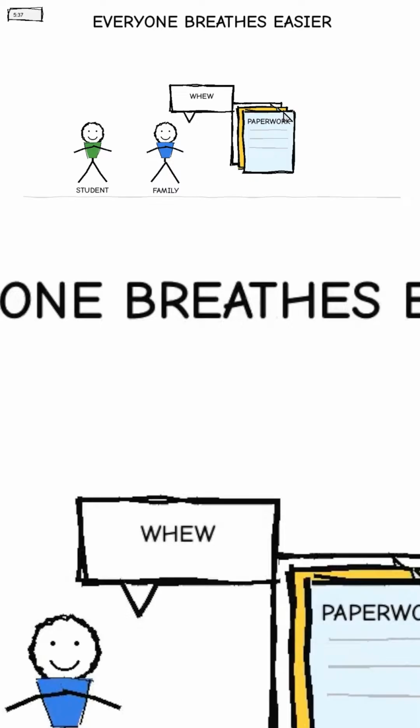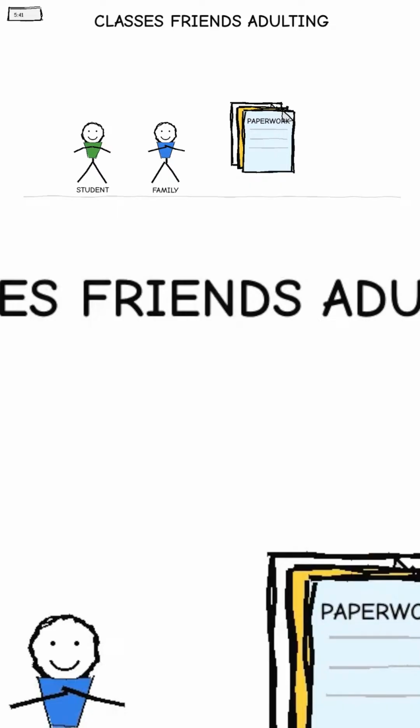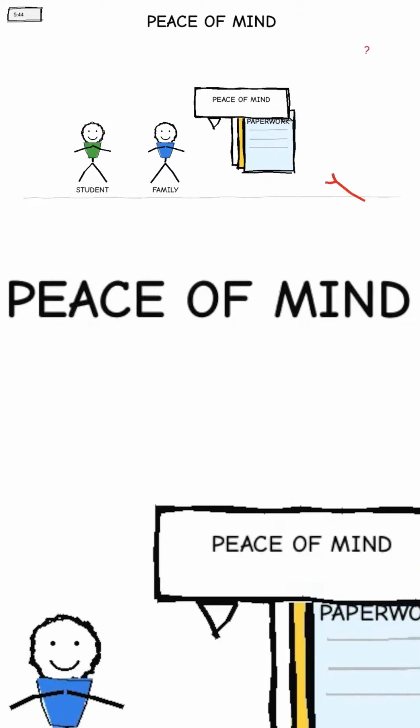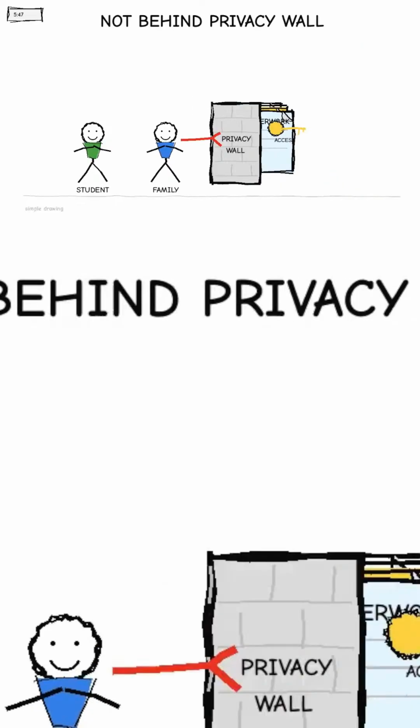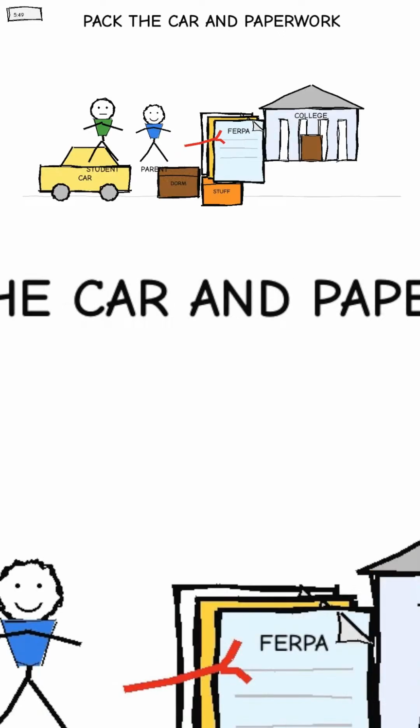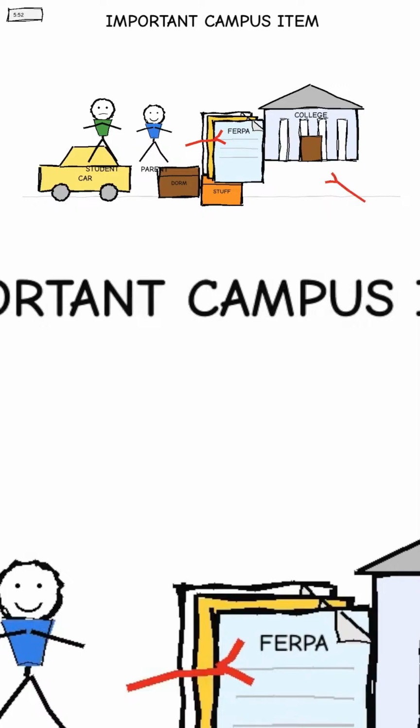Your student can focus on classes, friendships, and becoming an adult. And you can have peace of mind knowing that if there is an emergency, you are not stuck on the other side of a privacy wall. Before they pack the car, pack the paperwork. It may be one of the most important things they bring to campus.